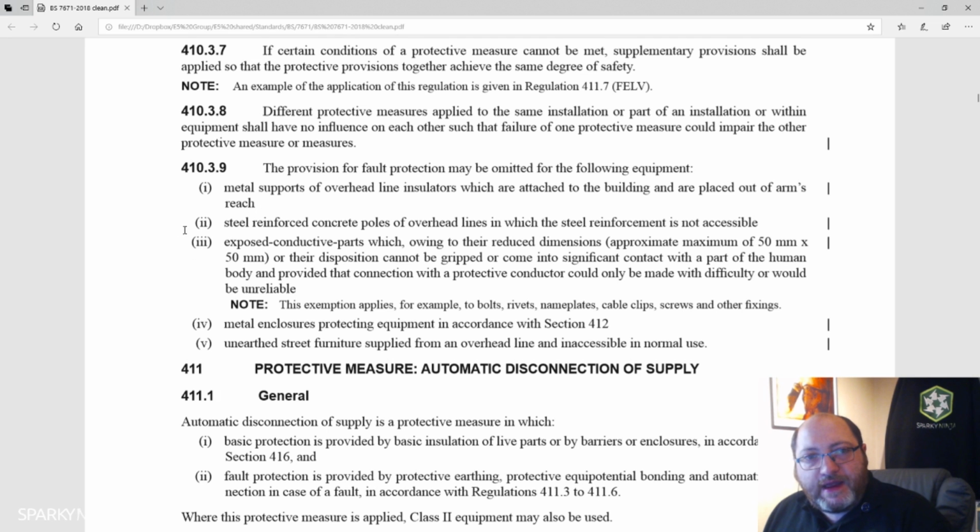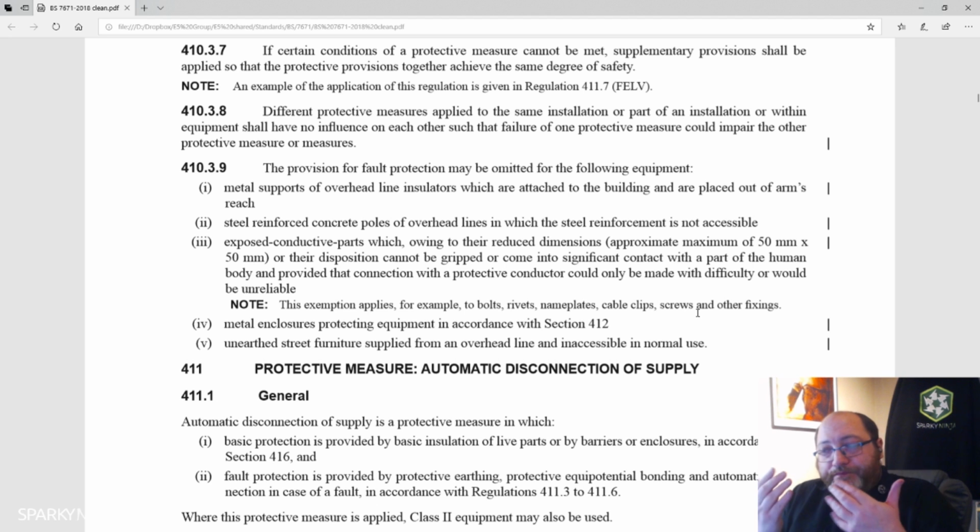And if we get to the third one down, it says if the equipment that we're thinking about requiring fault protection for has an exposed conductive part which, owing to its reduced dimension, approximately a maximum of 50 mil by 50 mil, or their disposition, cannot be gripped or come into significant contact with a part of the human body, and provided the connection with the protective conductor could only be made with difficulty or would be unreliable. Now if you think about a screw, as mentioned here, note the exception applies to, for example, bolts, rivets, nameplates, cable clips, screws, and other fixings.